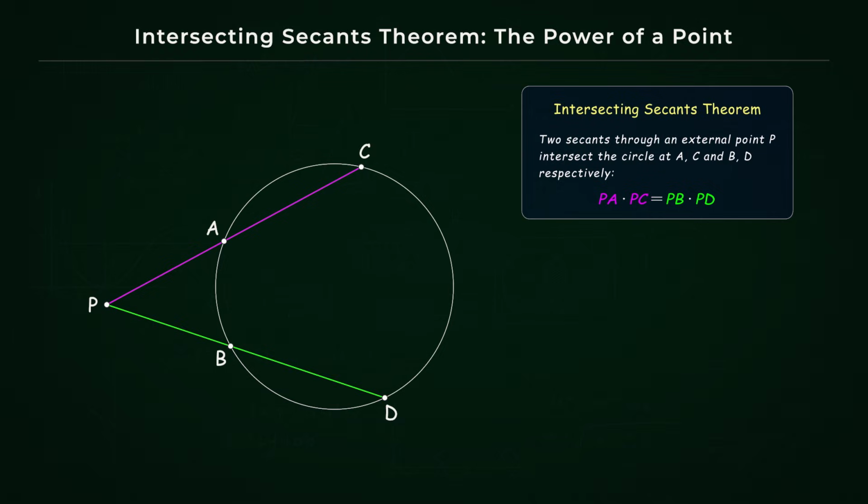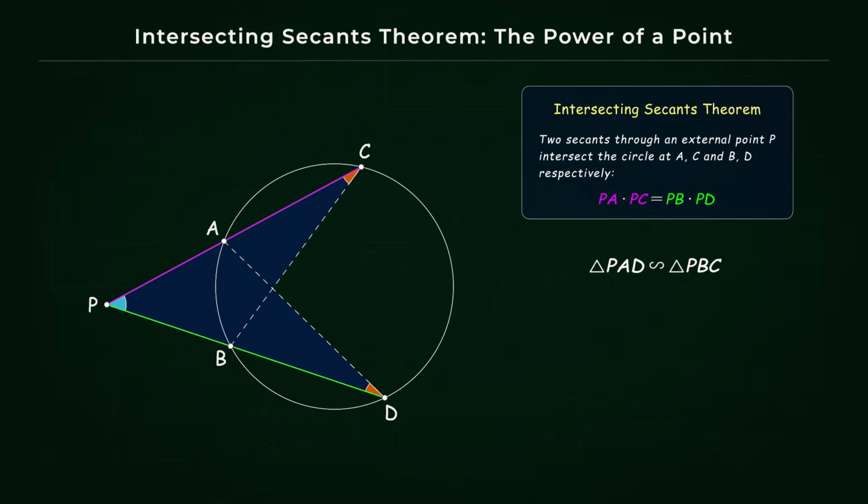Using similar triangles, we can easily prove this result. We can start by joining AD and BC. Since angles subtended by the same arc are equal, angle C equals angle D. Looking at triangles PAD and PBC, we already have one pair of equal angles. Since they also share angle P, the two triangles are similar.